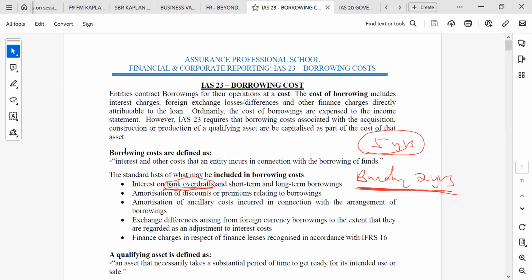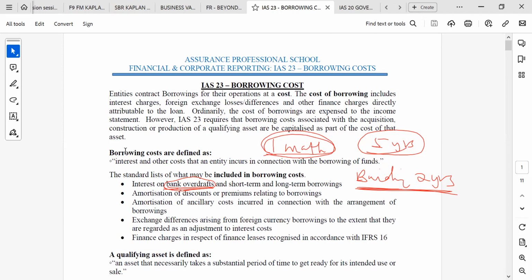What do we mean by a qualifying asset? An asset that is going to take a substantial period, a number of months or a number of years, to be ready for use. That is why we are talking about a substantial period. However, the standard does not define what a substantial period is. So if the asset is going to take 1 month, you can say the 1 month is a substantial period for you, because you can charge interest on a monthly basis.